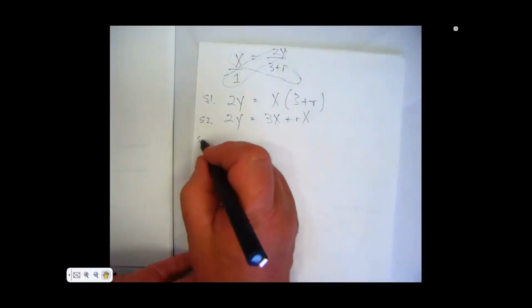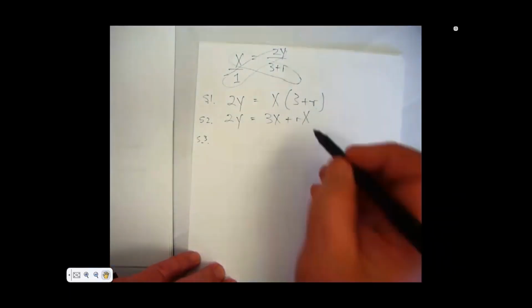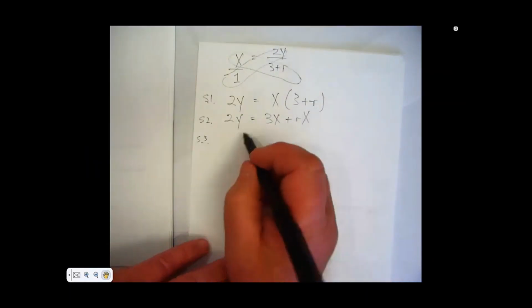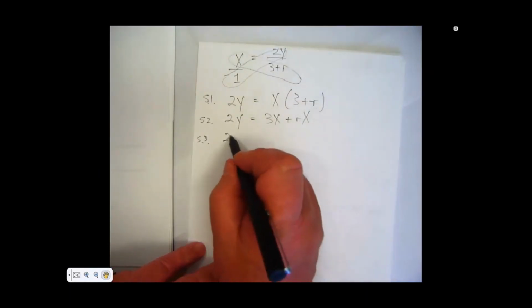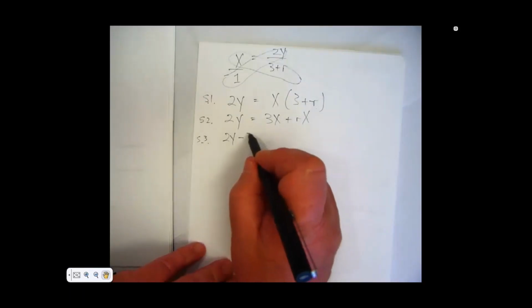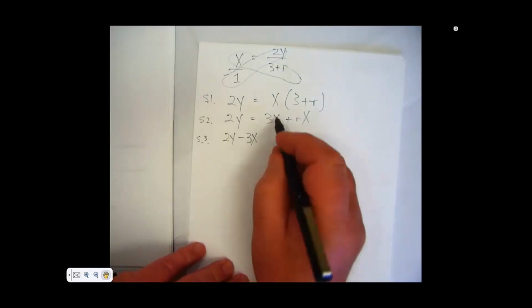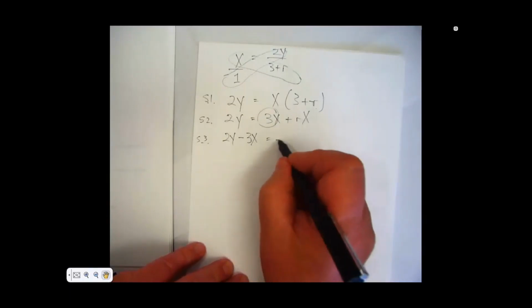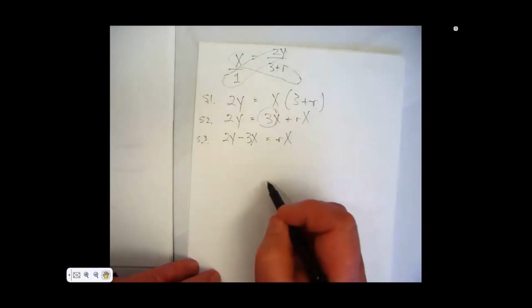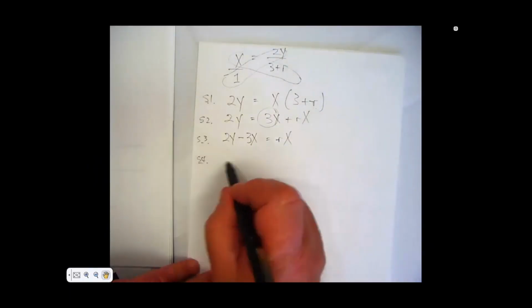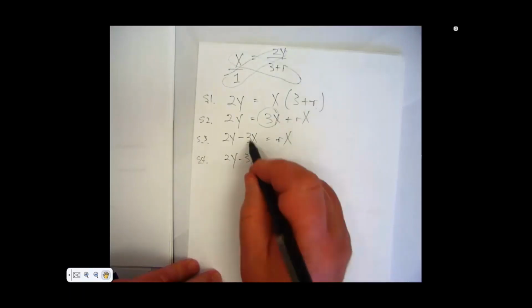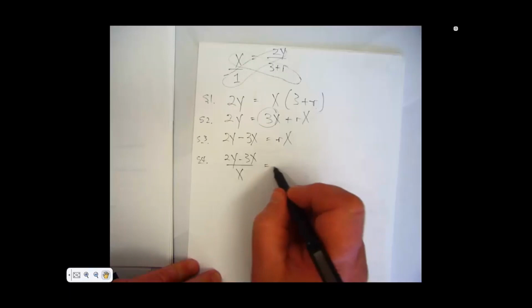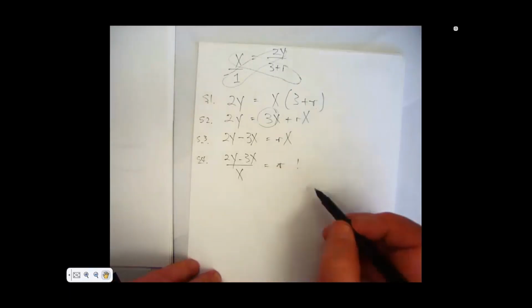Okay, step 3, I want the r term, I don't want this, so if I want that term, I'm going to get 2y minus 3x, that comes across, equals rx. I want the r, so finally I can rewrite this as 2y minus 3x, take the x across, and I've got the r by itself.